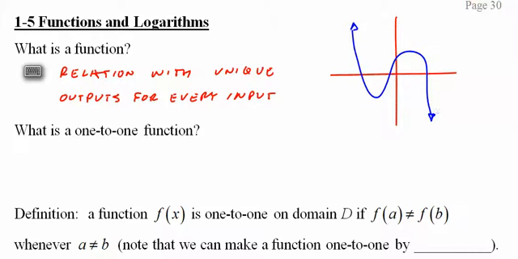Passes the vertical line test. So no matter what kind of vertical lines I put in there, it only hits once. So it's a one-to-one function.